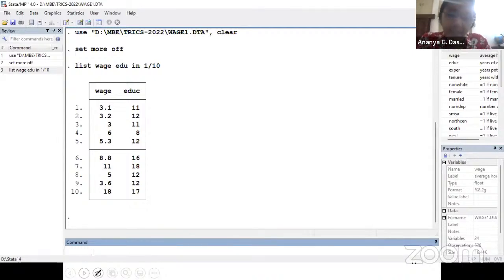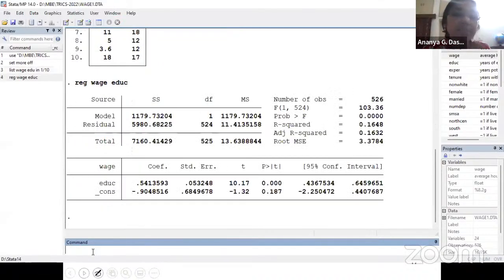Now, when I'm using OLS regression in Stata, I use a command called reg, which is the command for regression. First I write the dependent variable, saying wage depends on education, and then I write the explanatory variable, and I get these results. So you can see a lot of stuff on the screen.